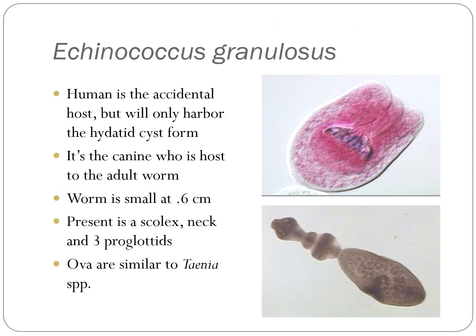Echinococcus granulosus is, in this particular tapeworm malady, one where the human is the accidental host. Humans ingest eggs with close contact with infected dogs. It's the canine who is the definitive host to the adult worm. The worm is pretty small at 0.6 centimeters, but there is present a scolex, neck, and 3 proglottids, and you can see that in the image on the right bottom. The ova are similar to Taenia species as well.